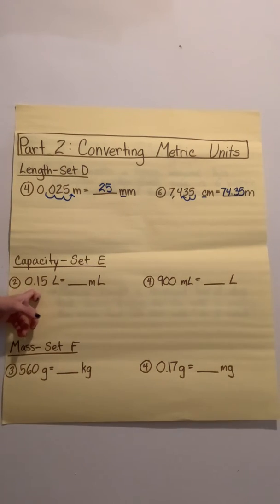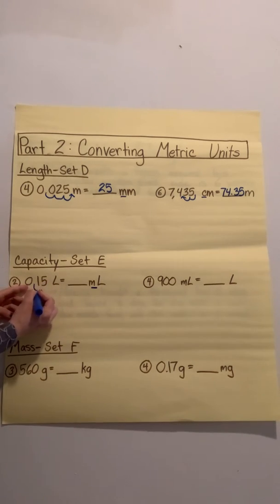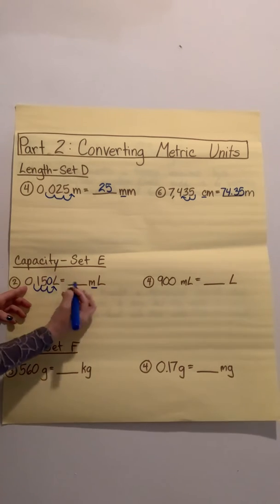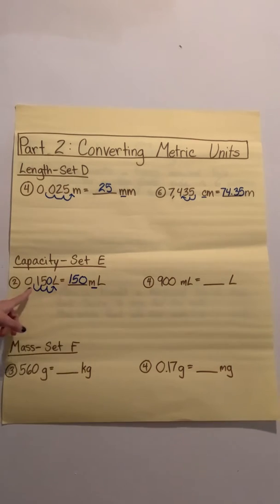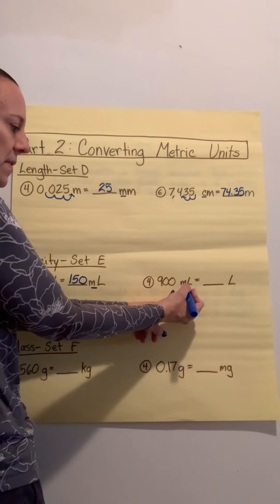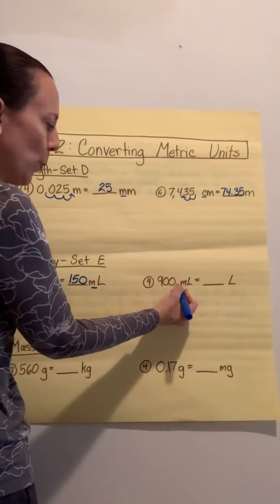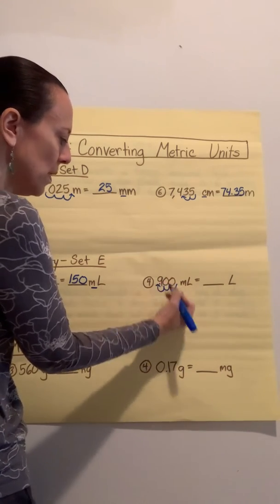Capacity, same thing. I've got milliliters, that means 1,000, and they're smaller, so I need to multiply. 1, 2, 3 places over means I need to annex a 0, so this is 150 milliliters is the same as 0.15 liters for number 2. Number 4, 900 milliliters, this is the smaller unit. I'm dividing to get to the bigger one. The decimal point would be here.